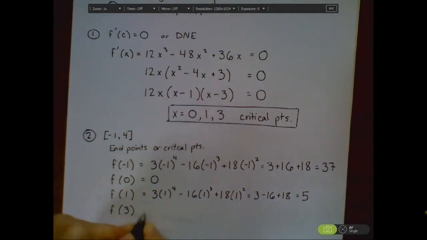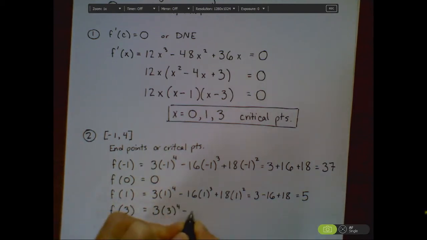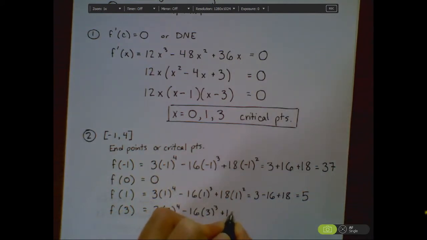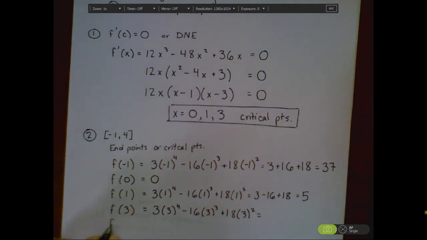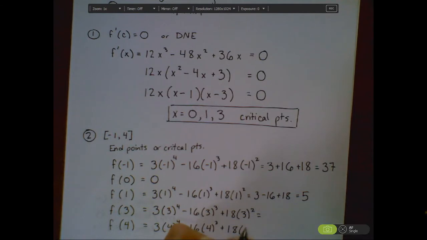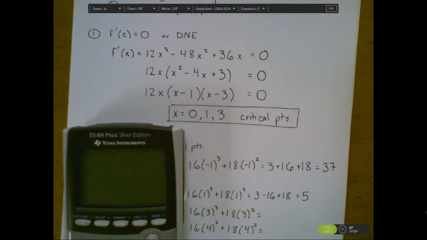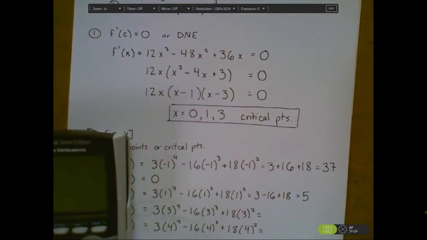F of 3. This is one that I can't do in my head. This is 3 times 3 to the 4th minus 16 times 3 cubed plus 18 times 3 squared. And finally, f of 4 is equal to 3 times 4 to the 4th minus 16 times 4 cubed plus 18 times 4 squared. And I'm going to bust out my calculator for those. It's fun for me to do mental math, but it's something that I can't always do in my head.